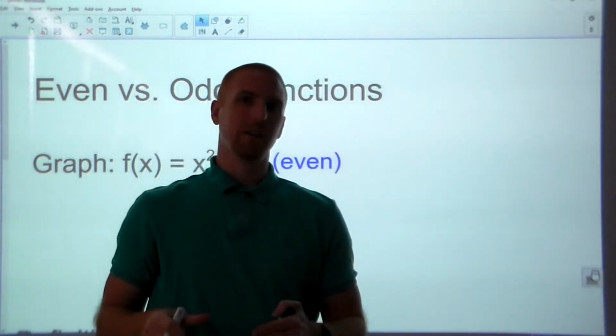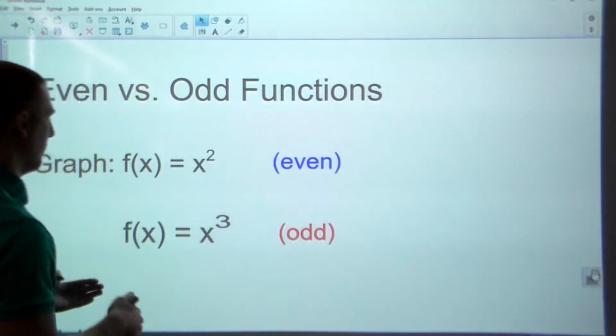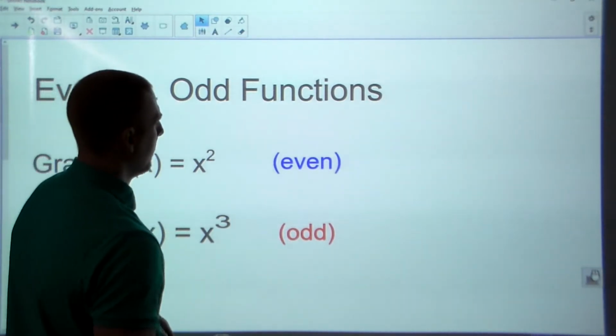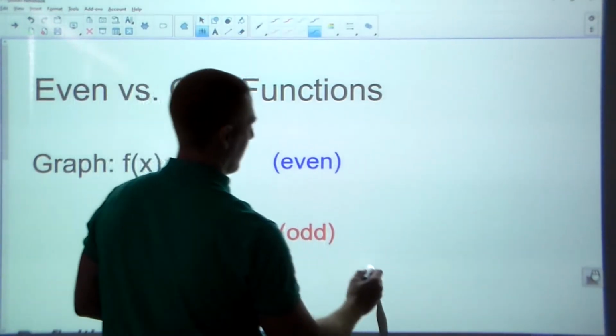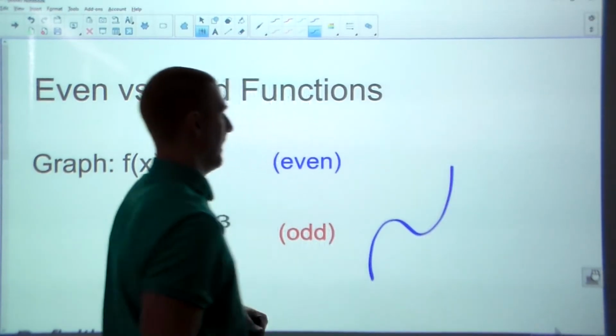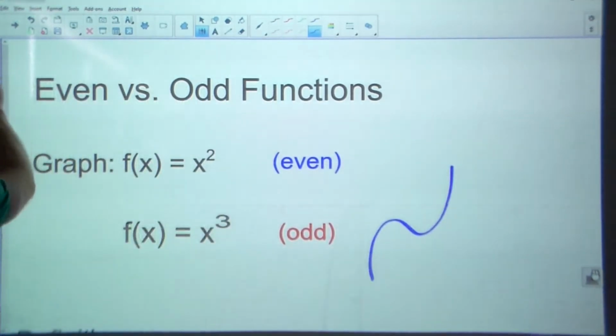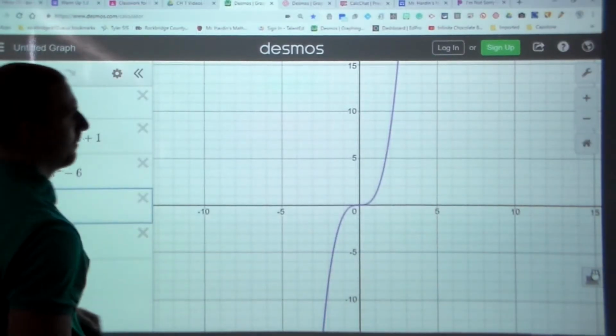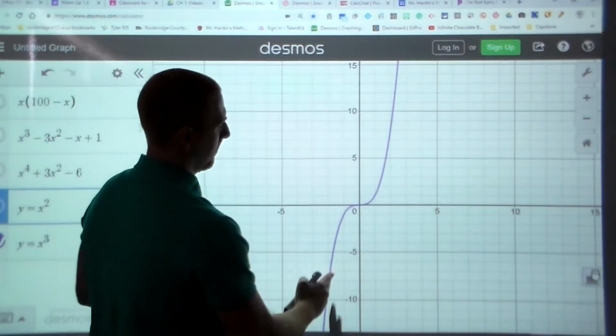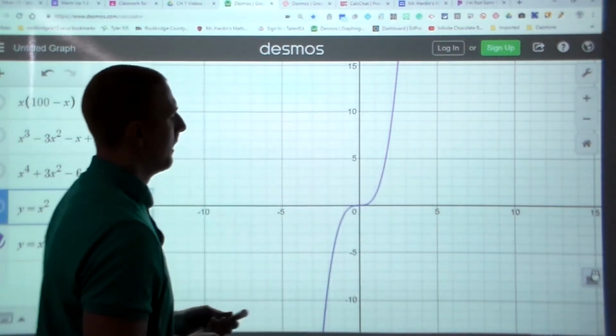All right, now let's take a look at this odd function, f of x equals x cubed. And hopefully you got sort of an idea of what that looks like. It's kind of that shape. But we'll put it in Desmos, so we've got a more exact idea. It's actually a little flatter than what I drew in the middle.